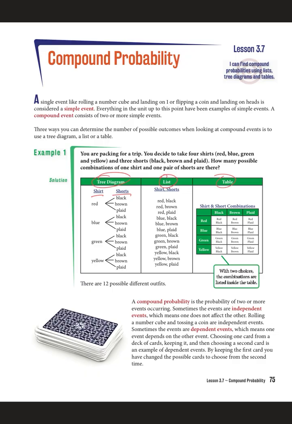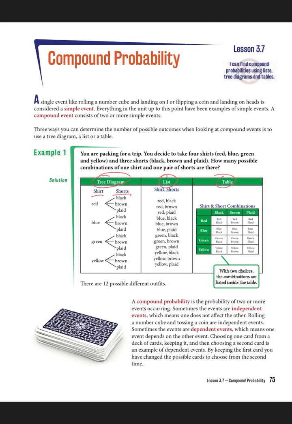So reading at the bottom there, a compound probability is the probability of 2 or more events occurring. Sometimes the events are independent events, which means one does not affect the other. Rolling a number cube and tossing a coin are independent events. Sometimes the events are dependent events, which means one event depends on the other event.